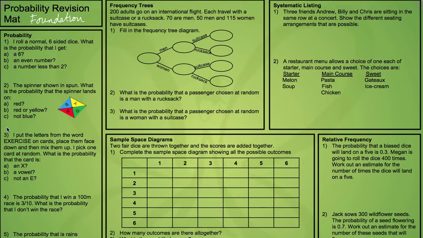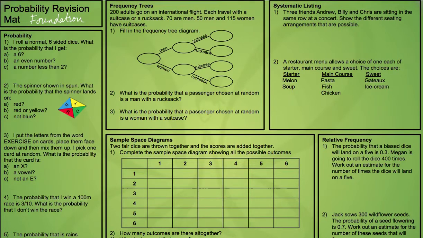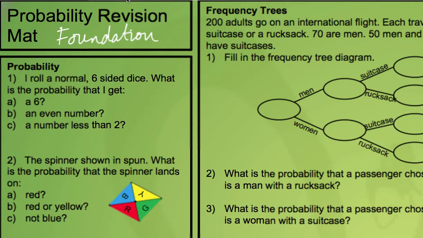So probability, this is probably one of the most straightforward areas if you get probability. I'm just going to start off with these basic ideas of probability on the left hand side. I roll a normal 6-sided dice. What is the probability that I get a 6? There's only one side that has a 6 on it out of the 6 available sides of a cube.